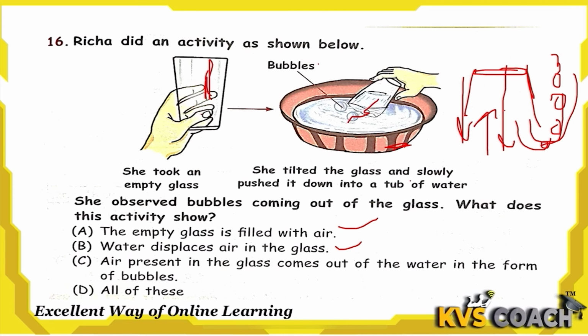When the water is coming inside the glass, then air is coming out. Air present in the glass comes out of the water in the form of bubbles. Yes, I already told you, in the form of bubbles air comes out. So all of these are the correct statements.